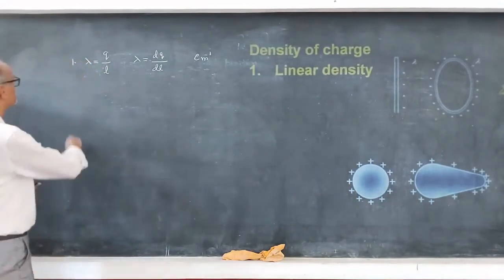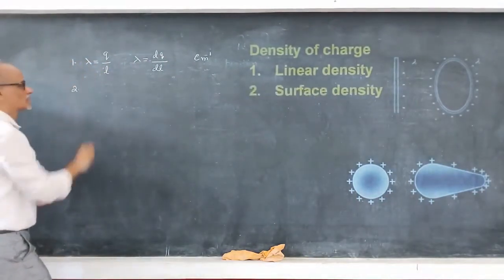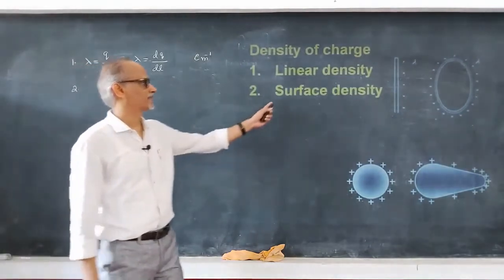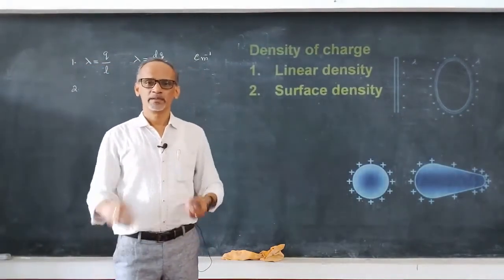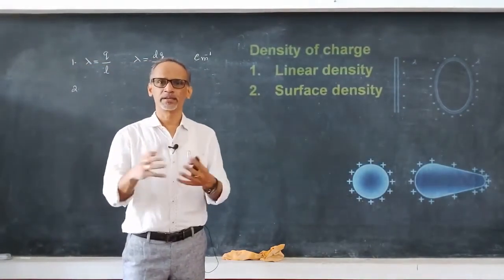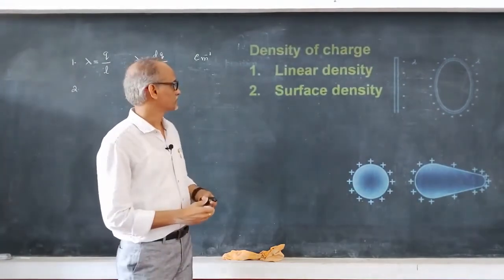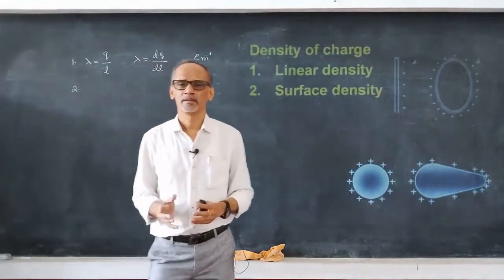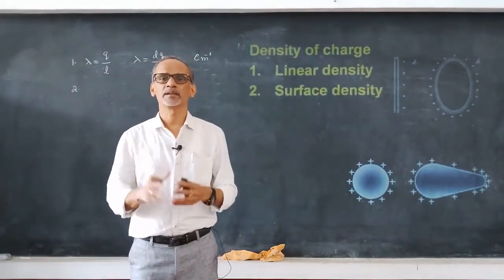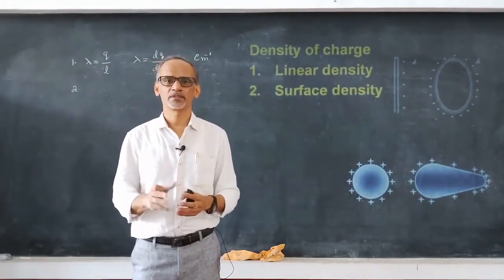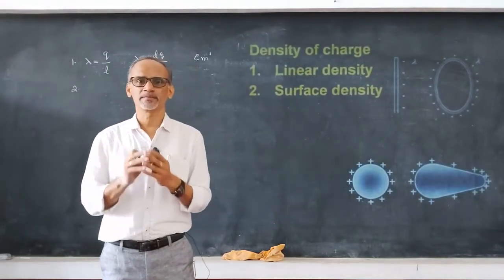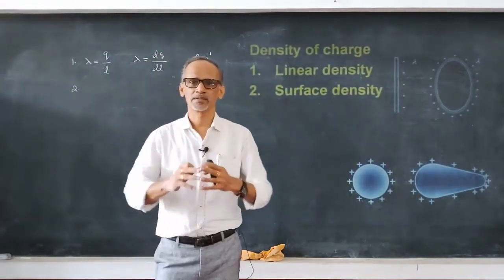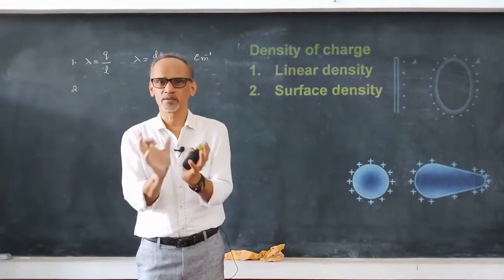Second one is called surface density of charge. Surface means we need a three-dimensional structure, and charges must be present only on the surface of it, and that can happen only in the case of conductors. So surface density of charge is used only in the case of conductors, because in conductors the charges will reside only on the surface, not inside the conductor.